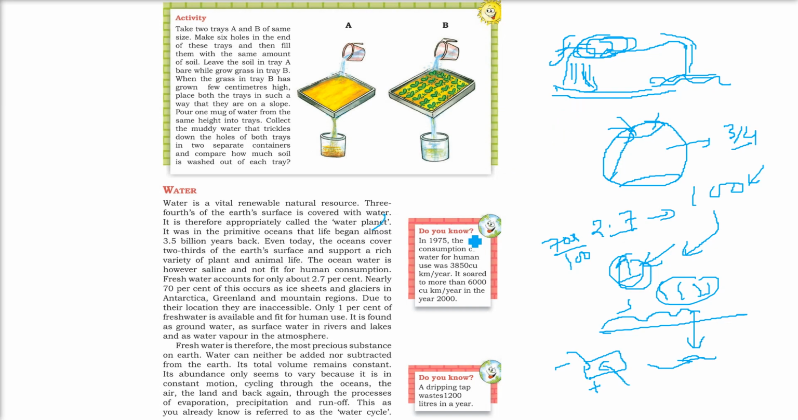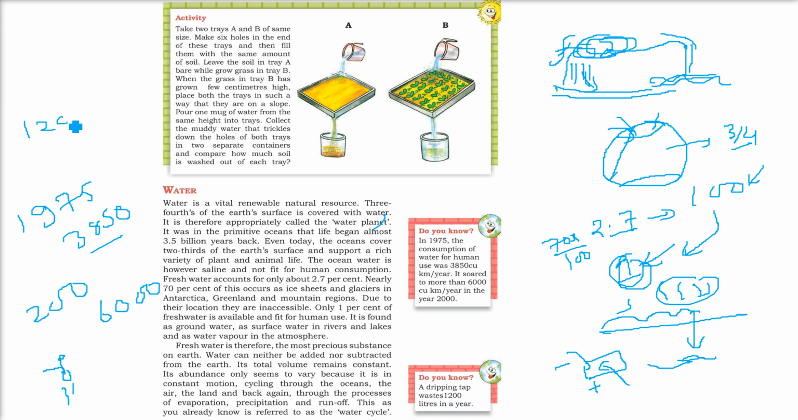And in 1975, the consumption of water by humans was 3850 cubic kilometers per year. But in the year 2000, in only 25 years, it has increased to a whopping 6,000 cubic kilometers per year. That is 2250 cubic kilometers per year more that we have started consuming. If this is a tap, then the dripping water waste from one tap is around 1200 liters a year. That's a very big number.